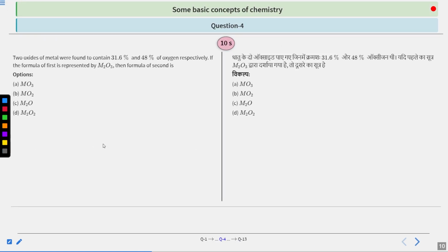Question 4. Two oxides of a metal were found to contain 31.6% and 48% of oxygen respectively. If the formula of the first is represented by M2O3, then the formula of the second is: options are A MO3, B MO2, C M2O and D M2O2. You have some time to solve this question. Your time starts now.